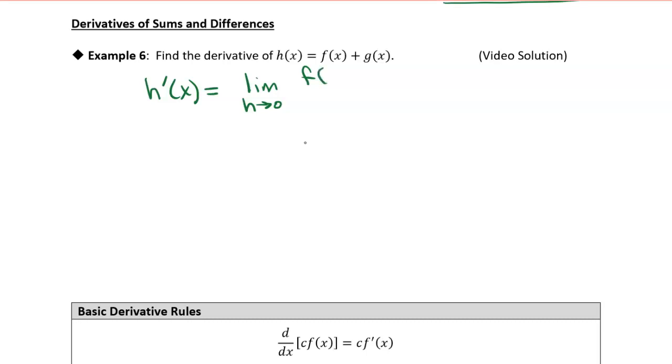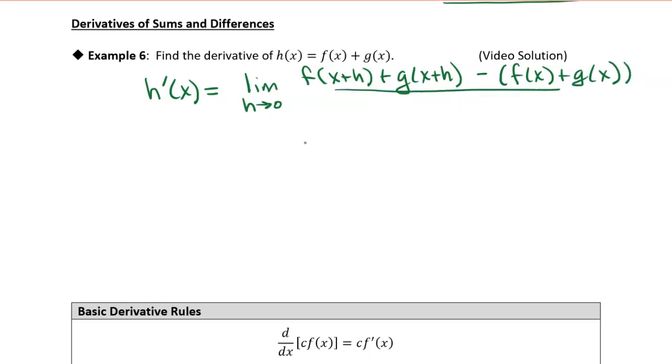So I end up with f of x plus h plus g of x plus h. And then I'm going to subtract h of x, which is f of x plus g of x. Okay. And then that's all over h. Okay. All right. So now let's do some work on this.